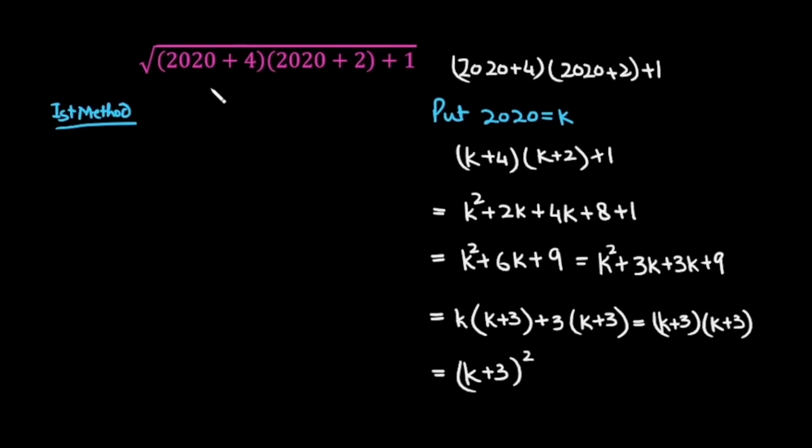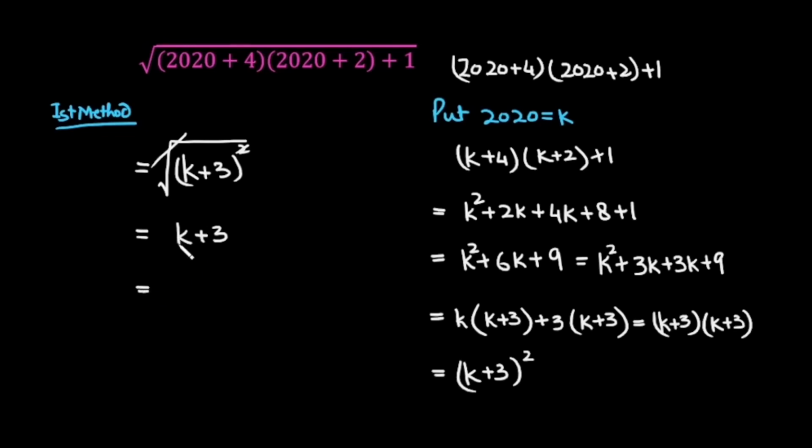Now come back to our original expression. So this whole expression, if I write k plus 3 square, is equal to the square root of k plus 3 square. So this square and this square root will eliminate. So this is equal to k plus 3.